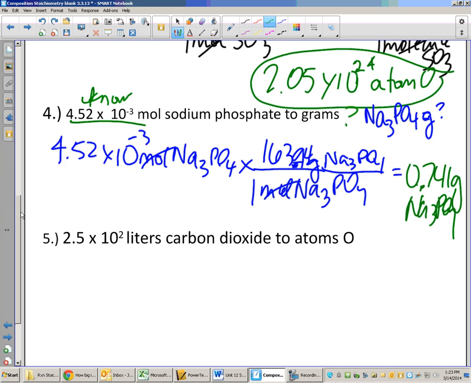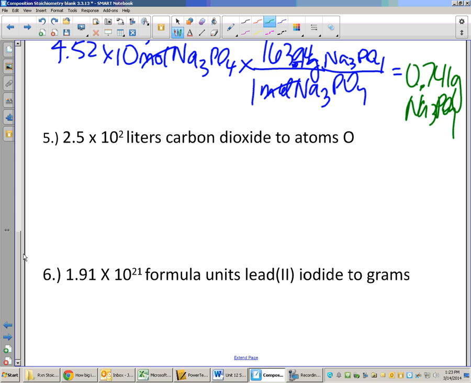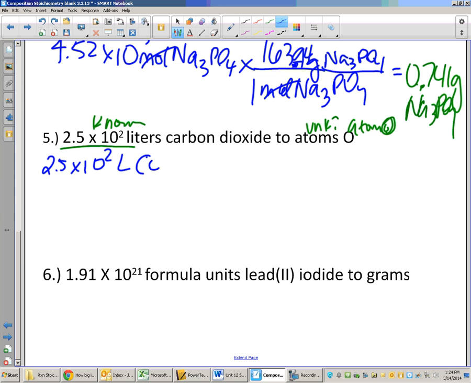Alright, let's do a volume one. We haven't done a volume one yet. 2.5 times 10 to the second liters of carbon dioxide to atoms of oxygen. So we have known this, liters of carbon dioxide, and we have unknown atoms of O. So let's write out our known. 2.5 times 10 to the second liters, what's carbon dioxide? CO2. I need to be able to get to atoms. What's my stepping stone?